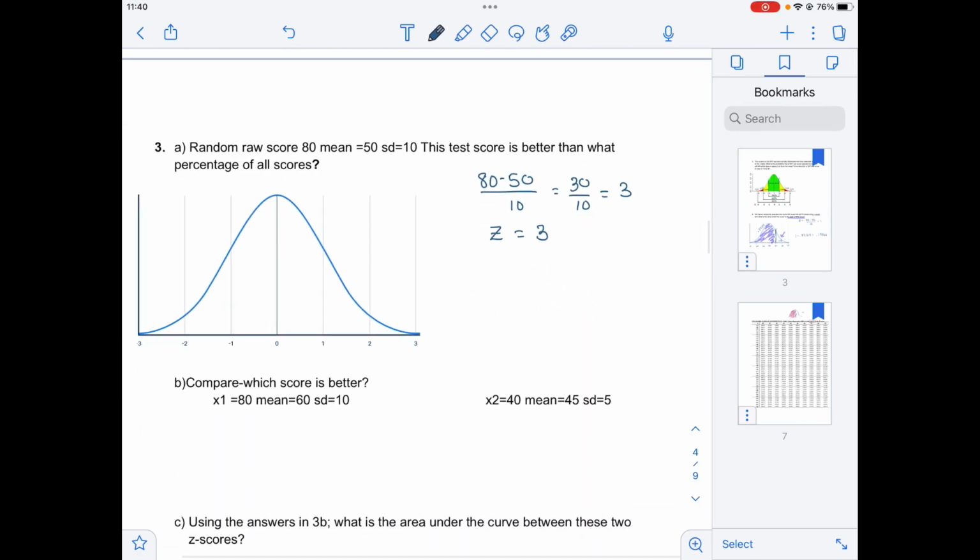Okay, so 0.99865. When we think about what this looks like on a bell curve, this is our mean of 50, standard deviation is 10, so 60, 70, 80, and we actually fell right here. This was our score. Think about how far we are, 3 standard deviations away, so that's pretty good. We did a lot better than the average, okay?